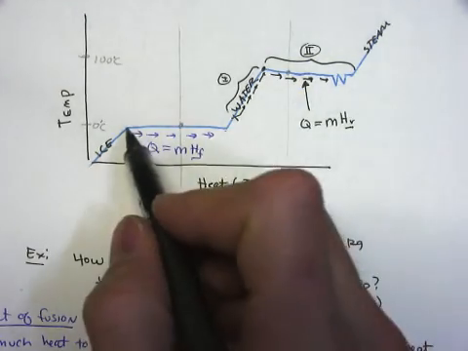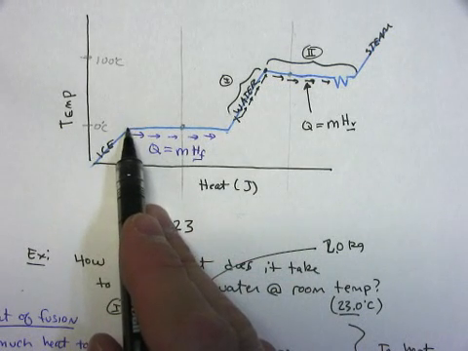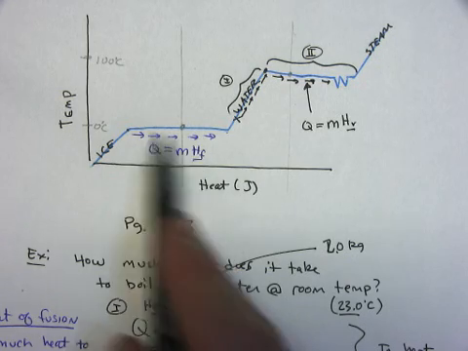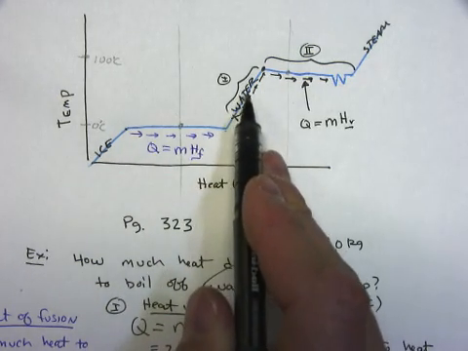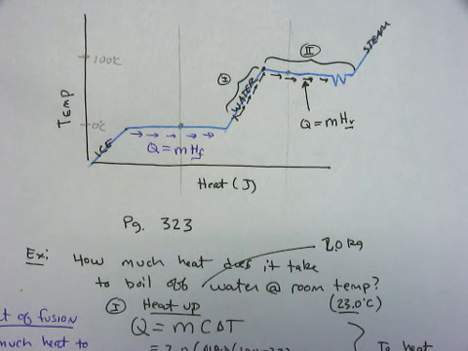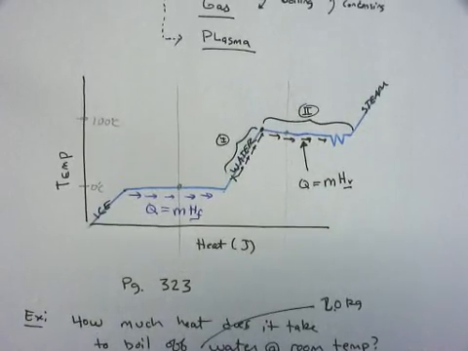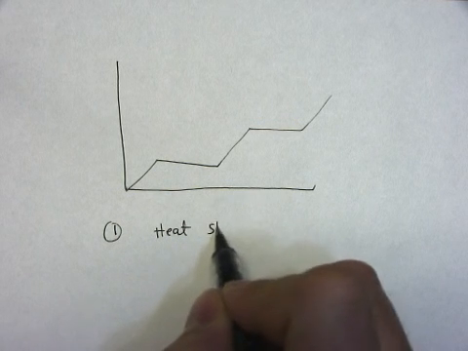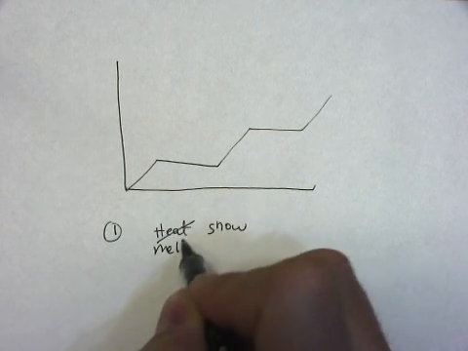So in example 3, you're starting here. First of all, it's a two-step problem. You have to first melt all of the ice, so you take the mass times the heat of fusion for ice. And then you have to heat the water, mc delta T. So let's give this one a try. In this problem, step 1 is going to be heat the snow. And by heating, I actually mean melting the snow.